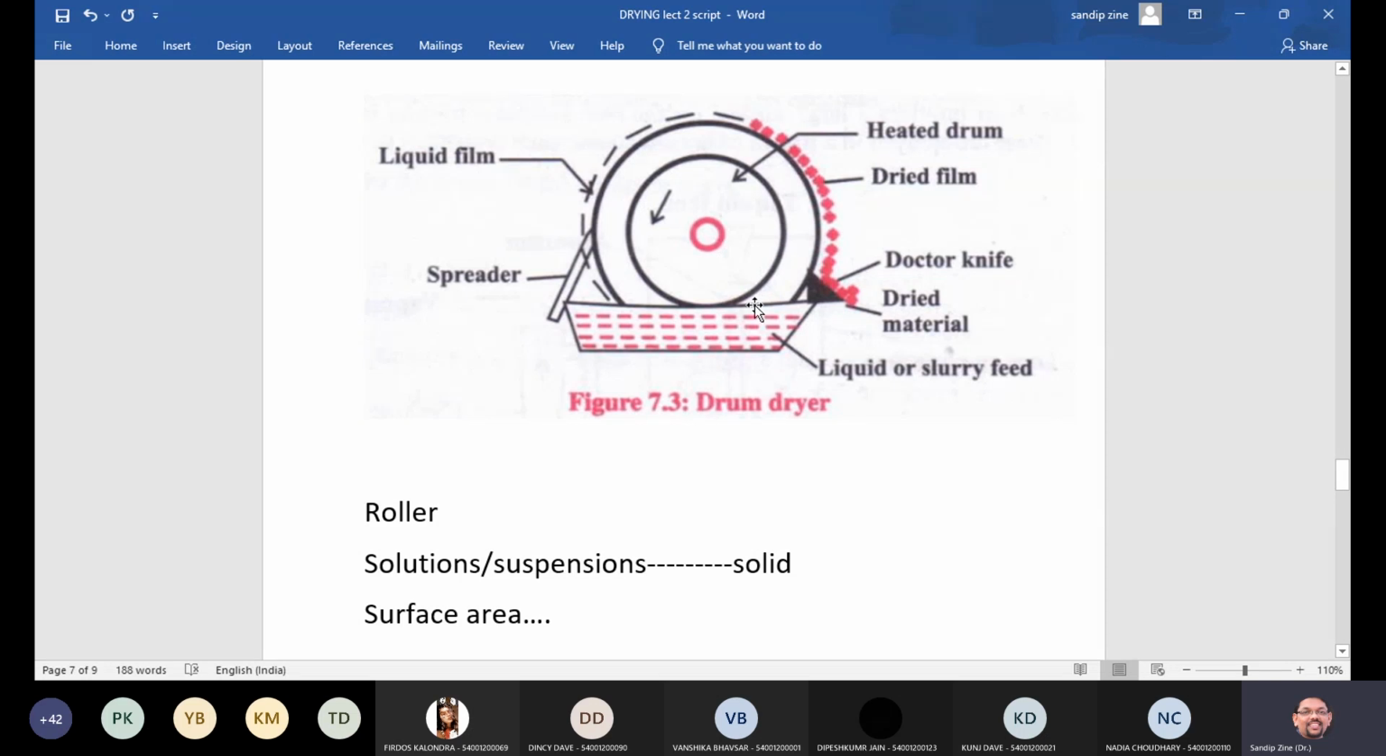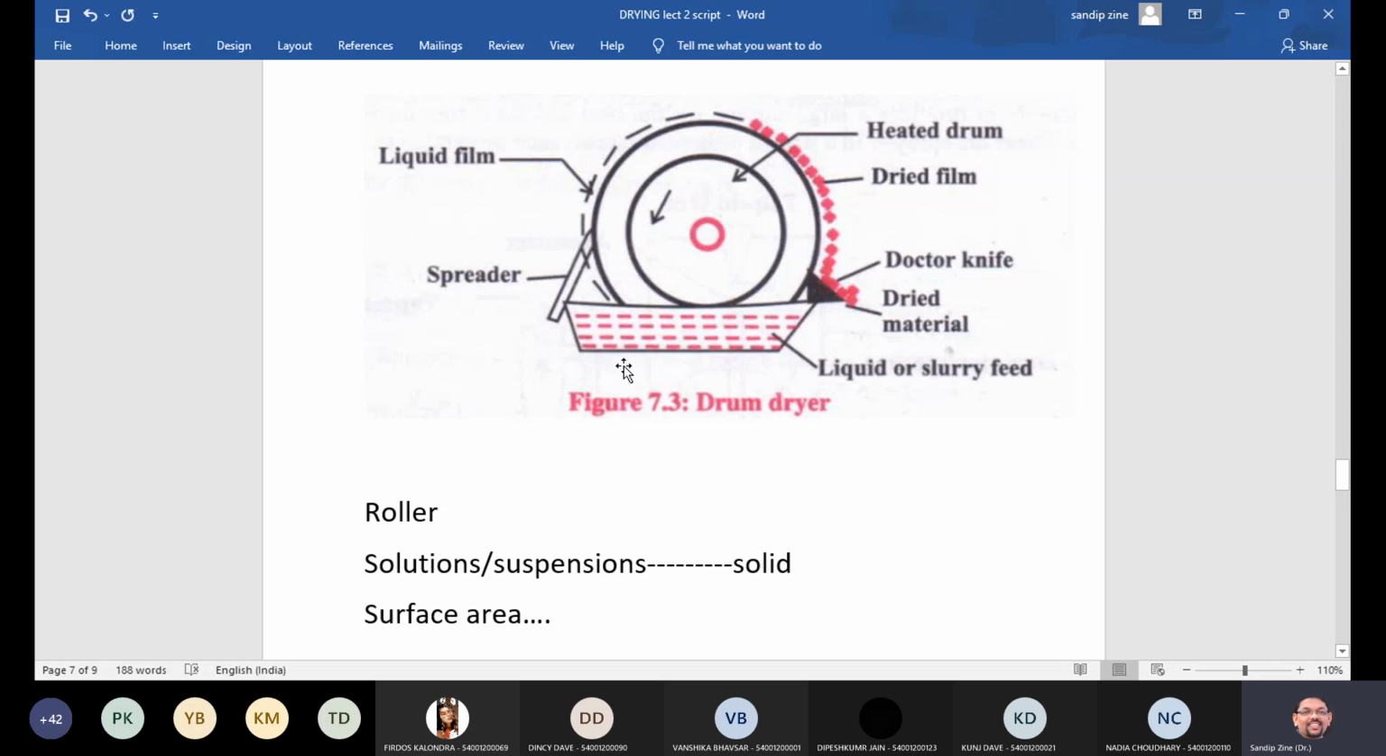And see the overall assembly of this. So we can add points over here. Overall assembly of the drum dryer consists of a hollow steel drum of around 1.5 to 2 meters in diameter and 2 to 4 meters in length. So whatever drum we are using, this drum is heated internally, usually by steam, and rotated on its longitudinal axis. So this drum we can easily heat with the help of steam over here.